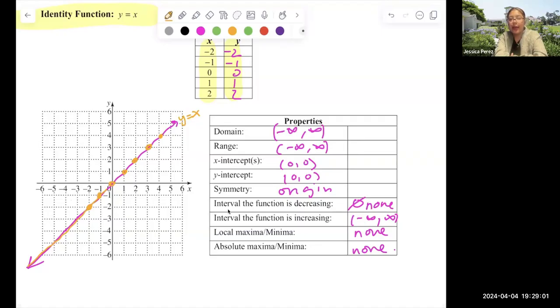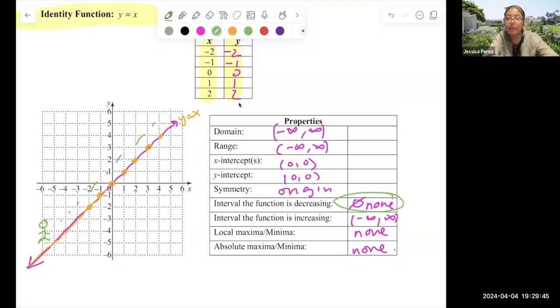We also ask, where is the function decreasing? Where is this going down? Be careful. You always read from left to right. So you have a person here and they're climbing up. So there is no interval where it's decreasing. This one's always going uphill. If it started up here and then went down, it would go downhill, but it's always from left to right. You can't put your guy over here and say it's going down. So there is no interval where it's decreasing. Where is it increasing? It's increasing from negative infinity to positive infinity.